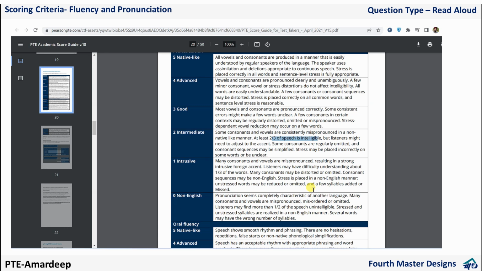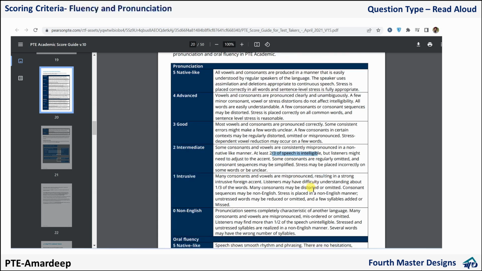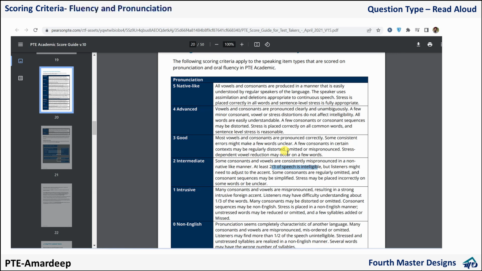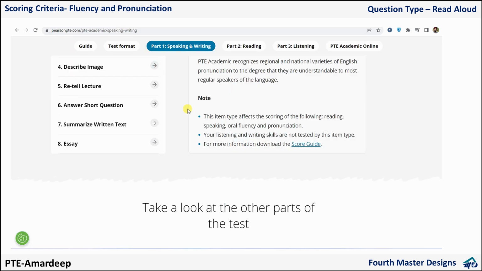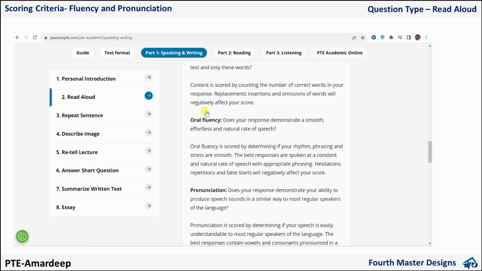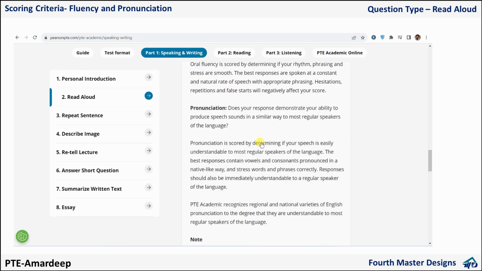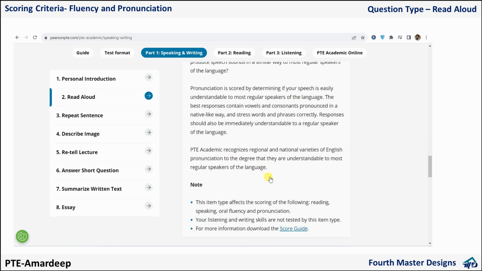So do not fall into their trap. Focus on your reading. Improve your reading. Practice as much as you can, because PTE will check your speech based on this criteria. This is from the official website. I am not saying anything on my own. This is the website. You can read everything here, then go to the third one, how this question is scored, and then go to the score guide, download it and go through it.